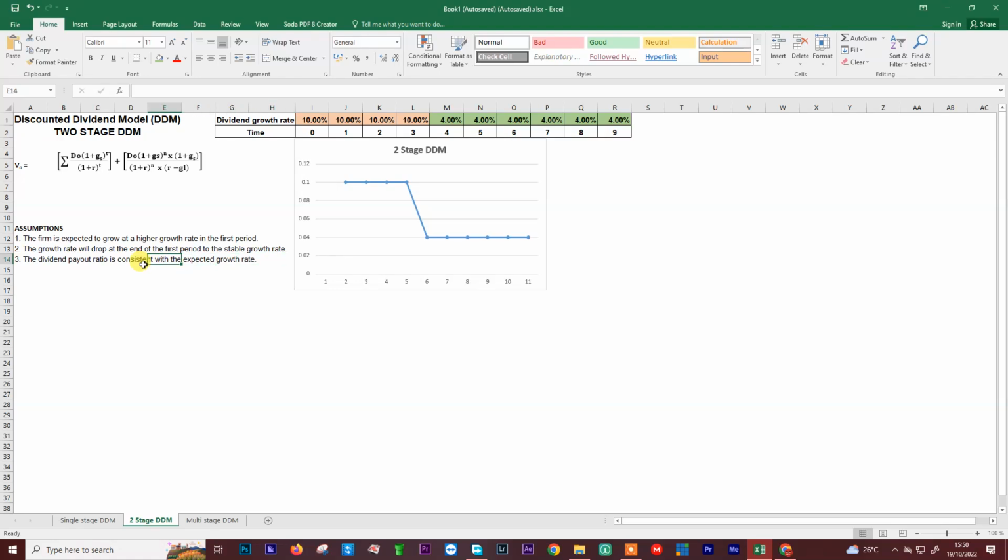So on to the model itself, guys. You can see the intrinsic value here is given as the summation of the first stage of growth, indicated by this 10%. And then we add the perpetuity component, which is denoted by this part down here. As you can see, this part is indicative of the stable stage of growth rate.